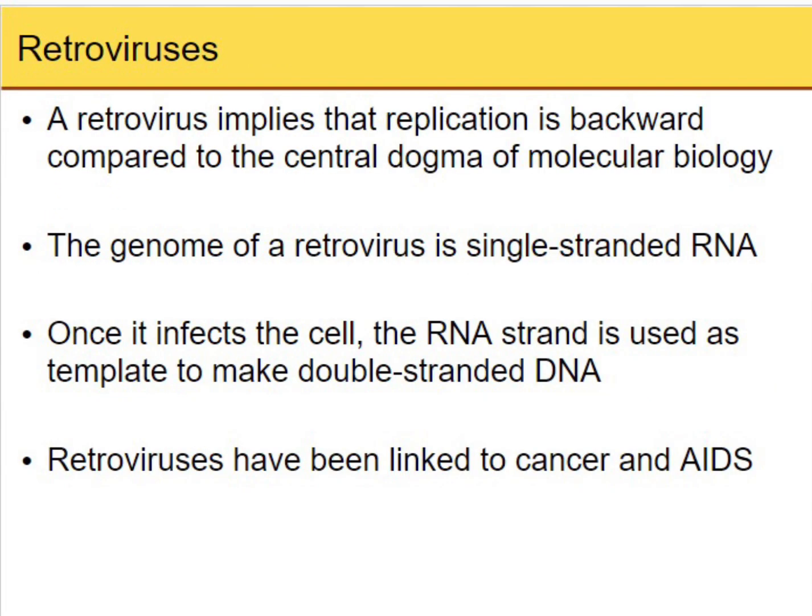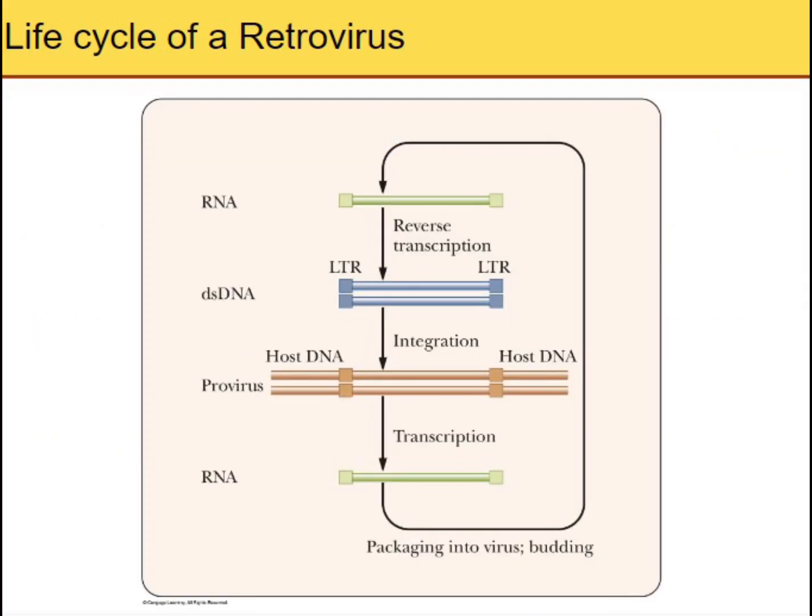Retroviruses. A retrovirus implies that replication is backward compared to the central dogma of molecular biology. The genome of a retrovirus is single-stranded RNA. Once it infects the cell, the RNA strand is used as a template to make double-stranded DNA. Retroviruses have been linked to cancer and AIDS. This is the life cycle of a retrovirus.